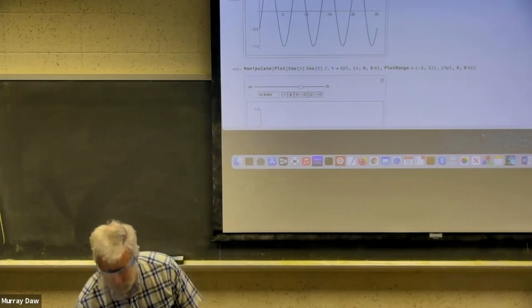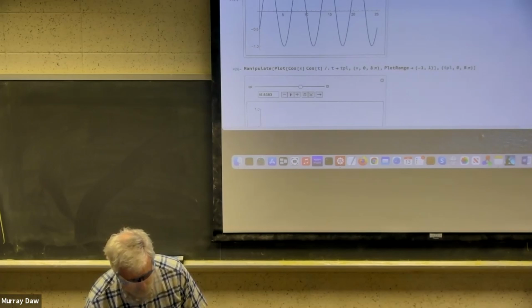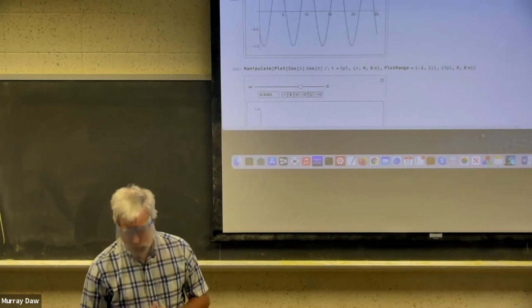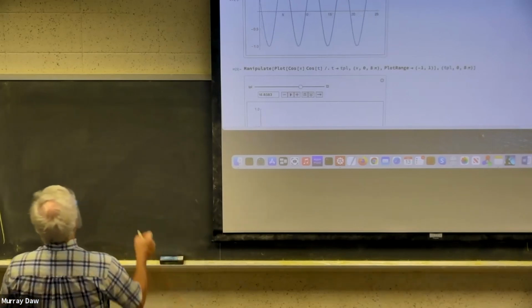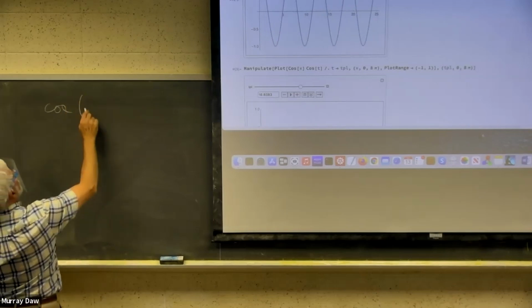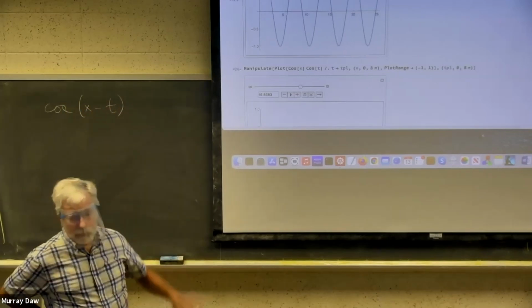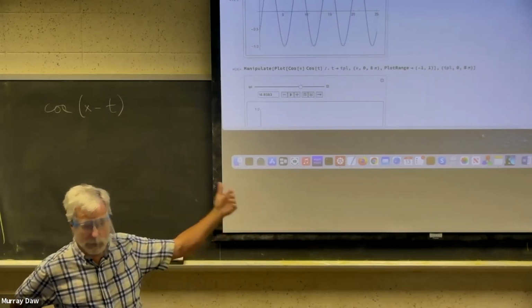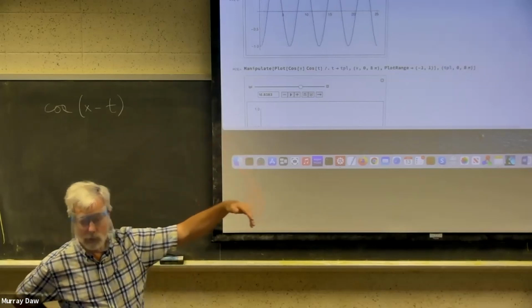Okay, so here's, just to help your visualization, this is cosine. I'm going to set k and omega to 1. So this is cosine of x minus t. And so I'm plotting it versus x, and then I'm animating it in time. So you can just see how the solution propagates to the right.